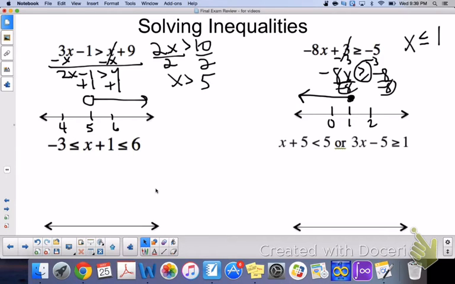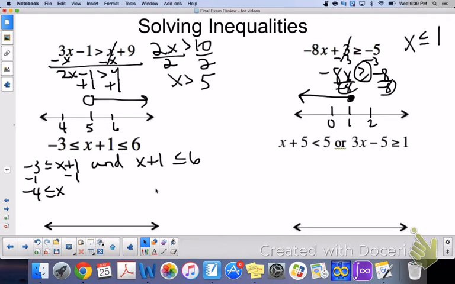The next one, this was your and statement. Okay, remember you could either write this as two separate inequalities or solve it as one. I'm going to write it as two. We have negative 3 is less than or equal to x plus 1, and x plus 1 is less than or equal to 6. So to solve it, I have to subtract 1. I get negative 4 is less than or equal to x.